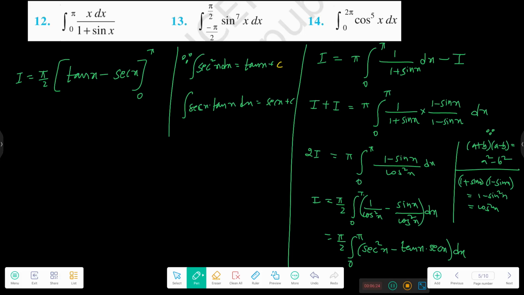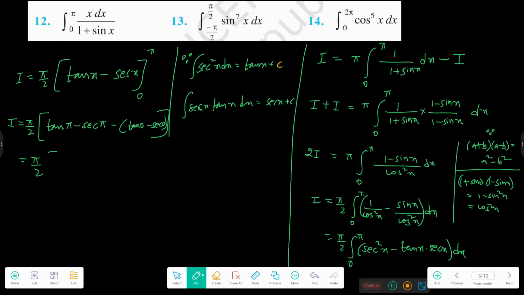Now apply the upper limit, pi by 2. Upper limit: tan pi minus secant pi. This is the upper limit, minus the lower limit: tan 0 minus secant 0. That's it. Now simplify this.